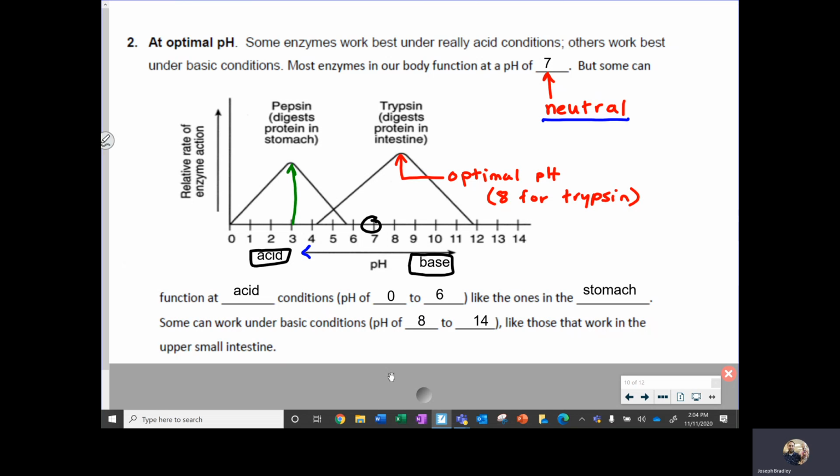As this says, some can function at acid conditions, which is a pH of 0 to 6, like the ones in the stomach, and some can work under basic conditions, a pH of 8 to 14, like those in the upper small intestine. Now again, 7.1 to 7.9, those are going to be basic conditions too, and then 6.9 down to 6.1, those are going to be acid conditions.